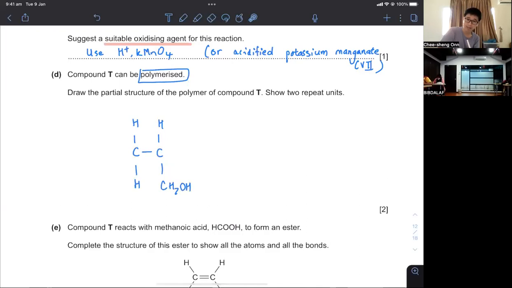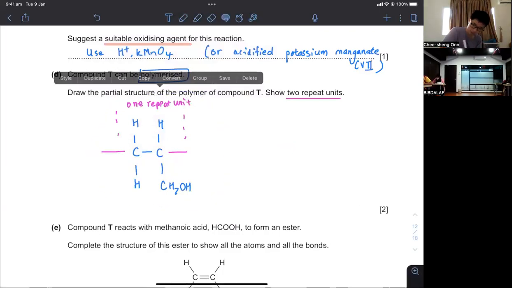We do not change anything, but now this carbon, 1, 2, and 3. Not happy. Carbon forms 4 covalent bonds. Must show open. Okay? Now this is your 1 repeat unit. So now the carbon forms 4 covalent bonds. No more double bond because it's part of the polymer, but they want 2 repeat units. If they want 2 repeat units, well, just draw another one.